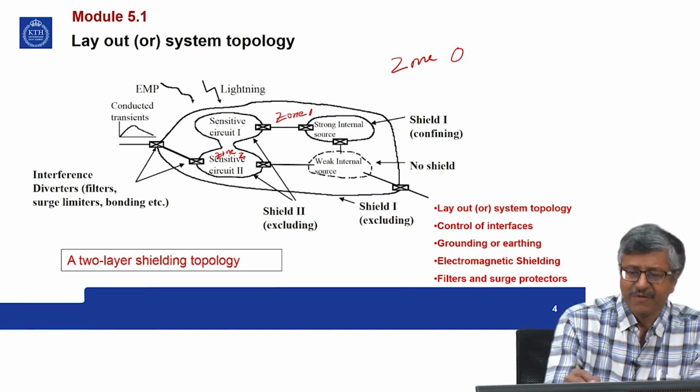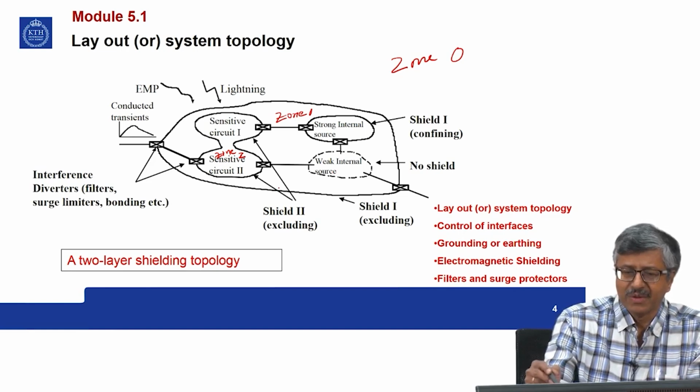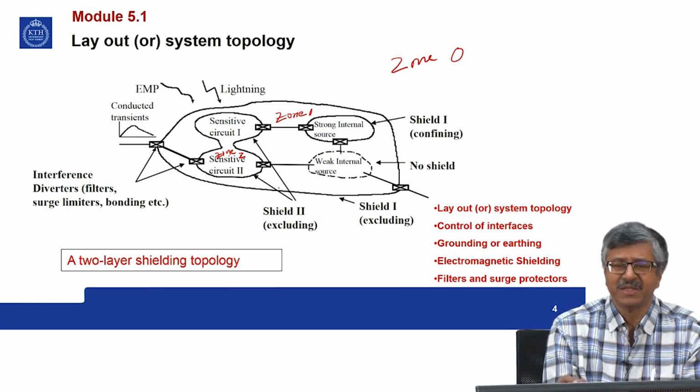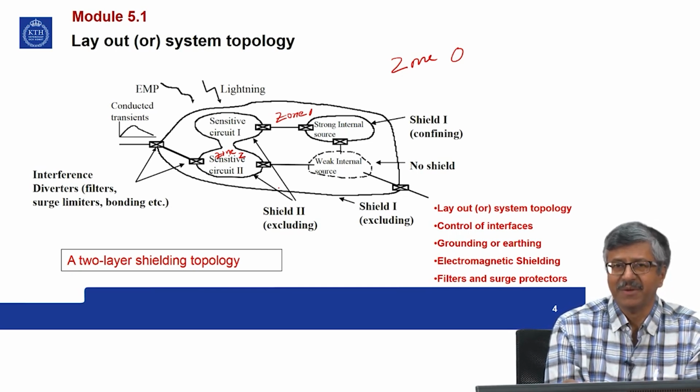So this type of layout is called topological shielding. This is widely used in EMC. This is the first defense in achieving EMC. You can see this in lightning protection also, the same kind of principles.